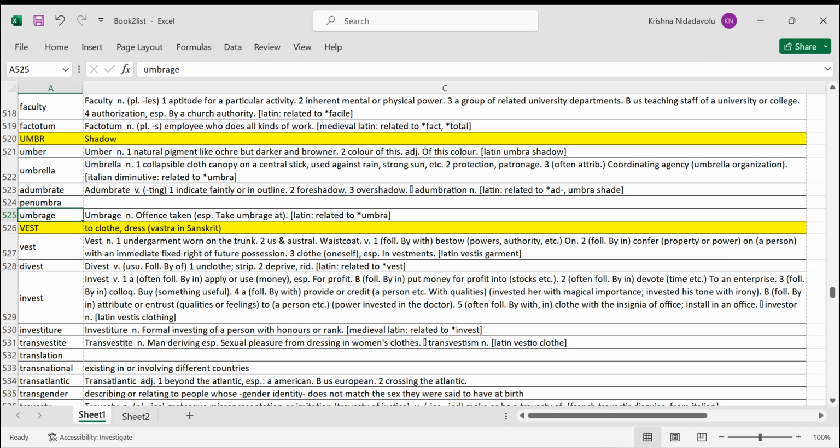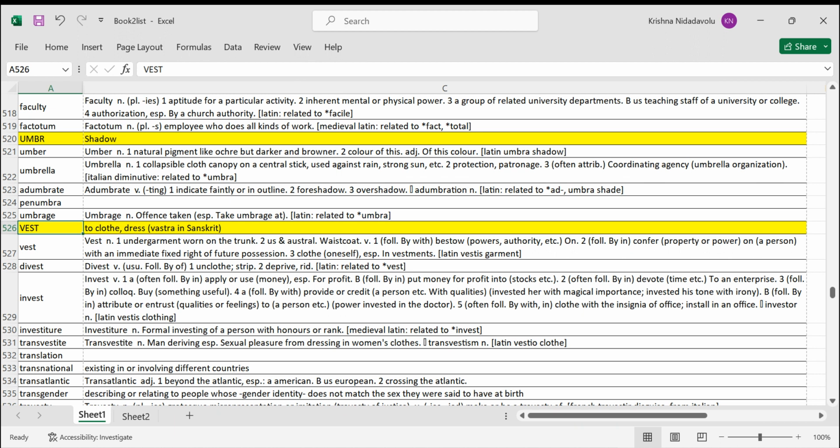Now, next is vest. Vest is to cloth or to dress. Same word which in Sanskrit is also vastra. Vastra is a cloth, right? Same root. You remember it this way. So vest, you would have seen those undergarment vests in ads. Vest means a rather small piece of clothing, an undergarment worn on the trunk, a small piece of clothing worn over the waist also. Vest means garment.